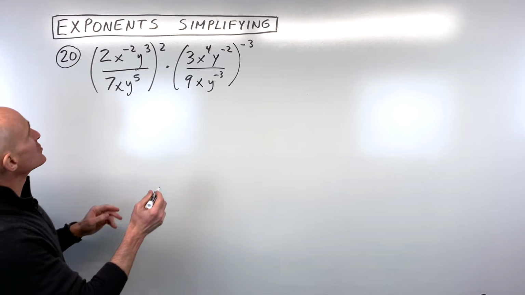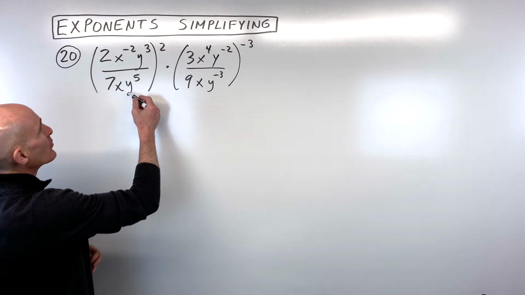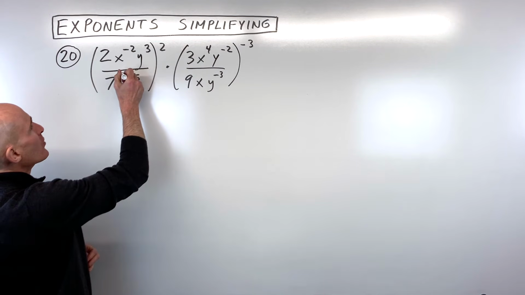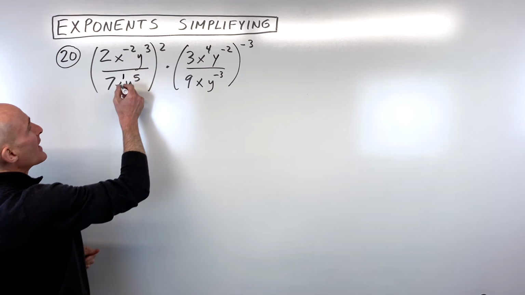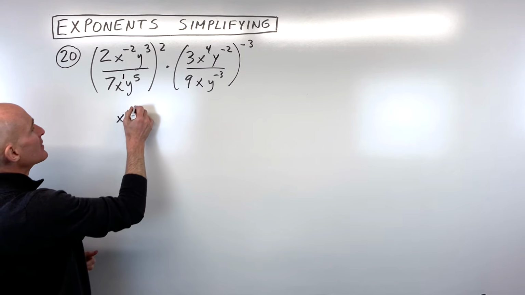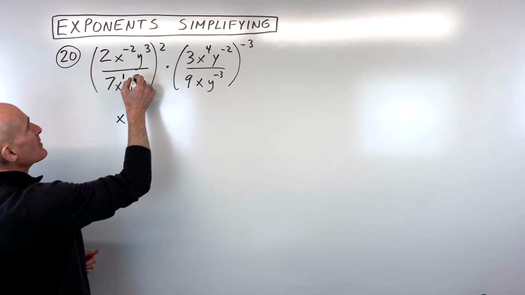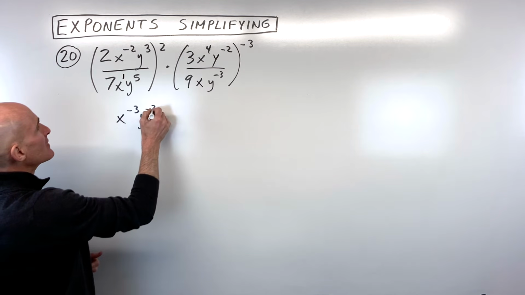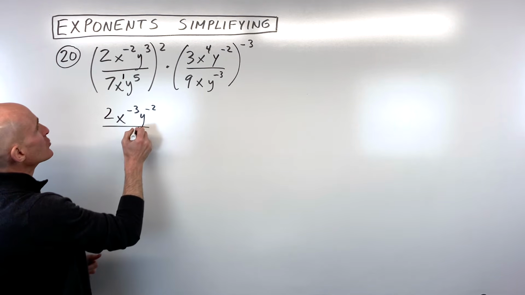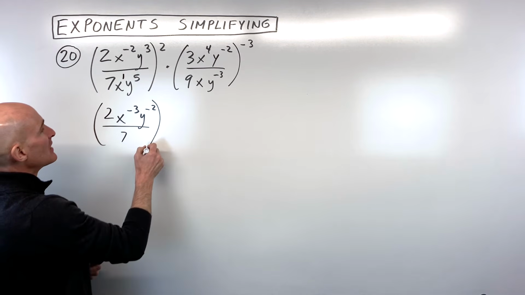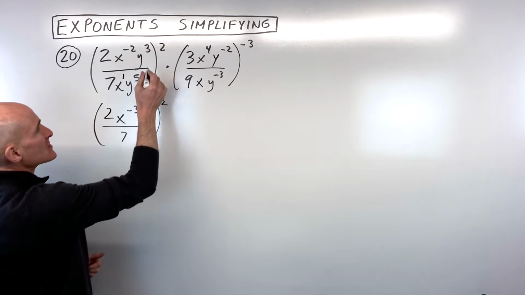So if I was going to do this one, I think what I'm going to do is start by simplifying what's on the inside first. So what we're going to do is when we divide, remember we subtract. So negative 2 minus 1 is going to give us x to the negative third. And 3 minus 5 gives us y to the negative second. Remember, when you do that quotient rule, the answer stays in the numerator. And that's all raised to the second power.